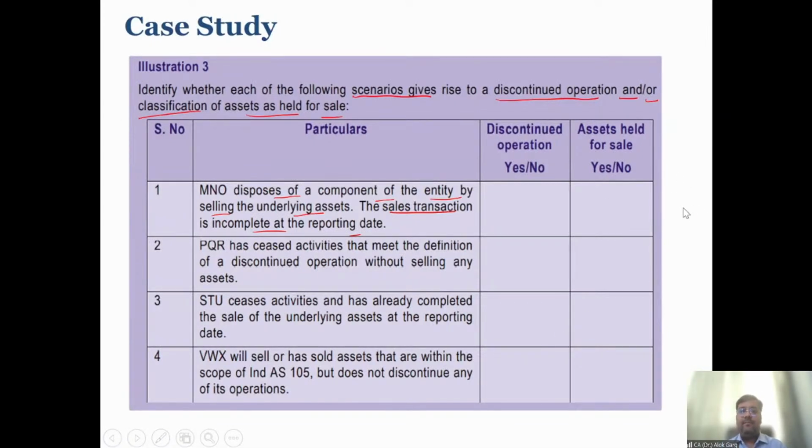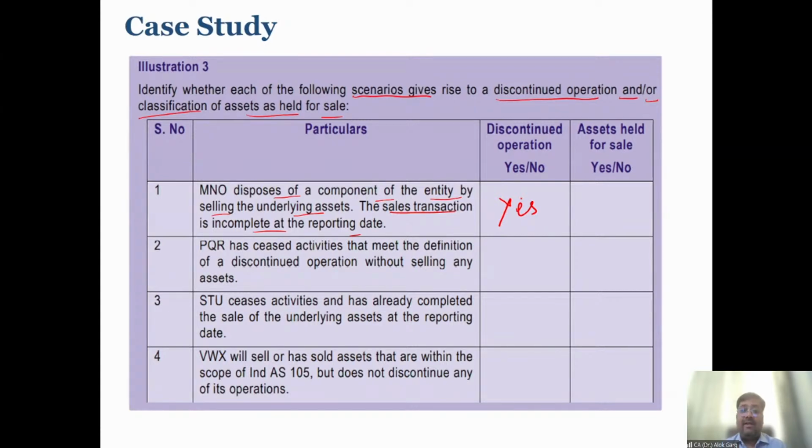What is your answer? MNO disposes of a component of the entity by selling the underlying assets, and the sale transaction is incomplete. So the sale has not been done. They have decided to sell one of the components, right? So is it a discontinued operation? Answer is yes, it is a discontinued operation. It doesn't matter whether the sale transaction is incomplete or not. If it is meeting the held for sale criteria, it is okay, right?